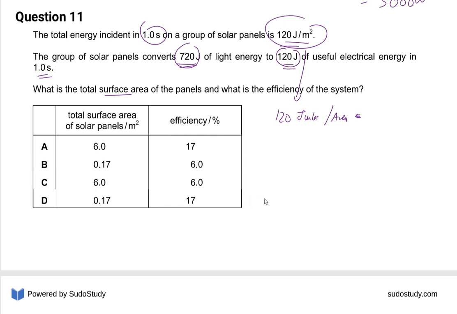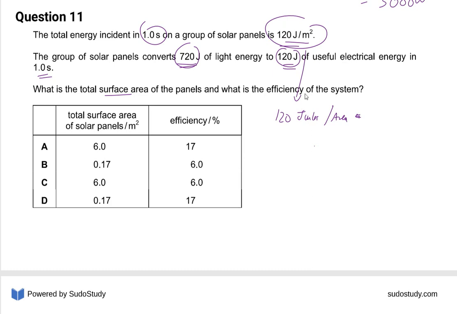So therefore what we can say is that the total energy that goes in is equal to the energy per area. Okay. Let me just delete this. Okay, deleted. Now per area, yeah.